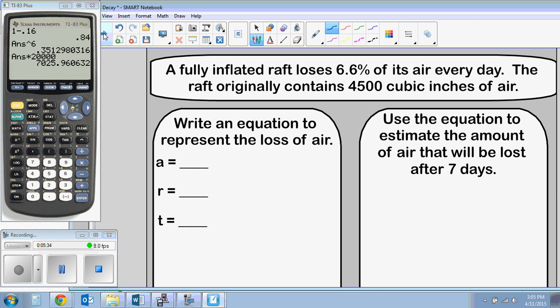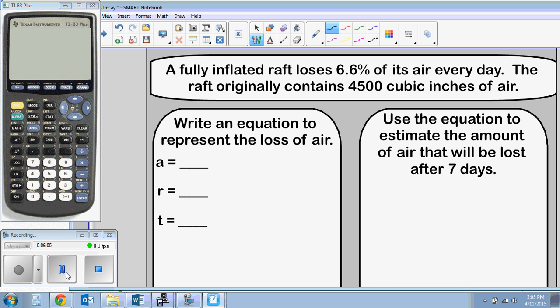Alright, so I'm going to have you guys try to start this one. The first part we need to do is write an equation, and then we're going to solve it for 7 days. So the equation, you're just going to leave t by itself, and it says a fully inflated raft loses 6.6% of its air every day. The raft originally contains 4,500 cubic inches of air. So let's start. I'll give you about 5 seconds to write down a formula. So pause the video now, so that way you can try it by yourself, and we'll do the second part of this question next.